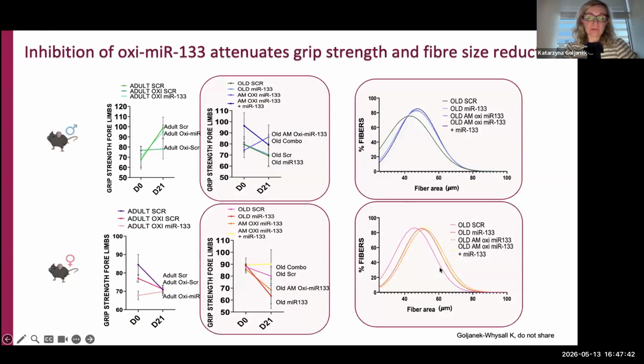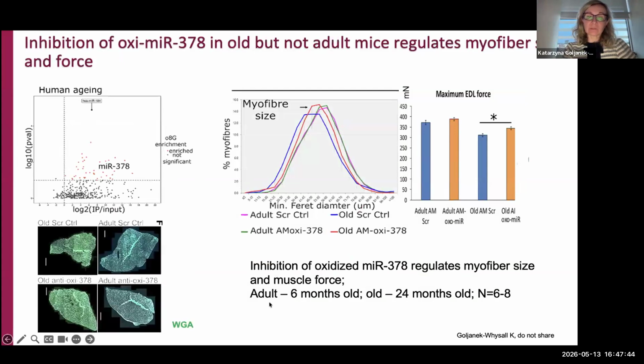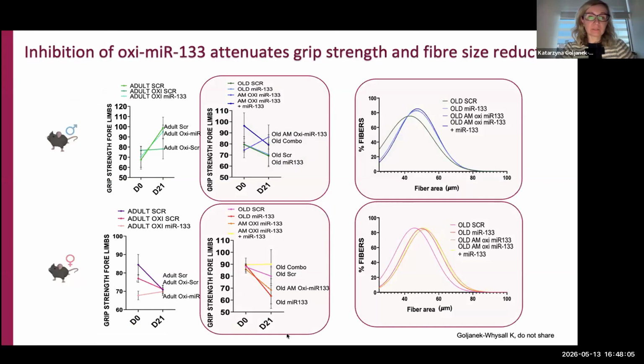So what we did next also is not shown here. We looked at different targets of this microRNA 378 or changes in gene and protein expression in mice treated with antagomere oxy 378. And again, mitochondria-related pathways came up, and we saw quite a nice distinction between the targets of microRNA and the oxidized microRNA. And I'm happy to talk about this more during questions.